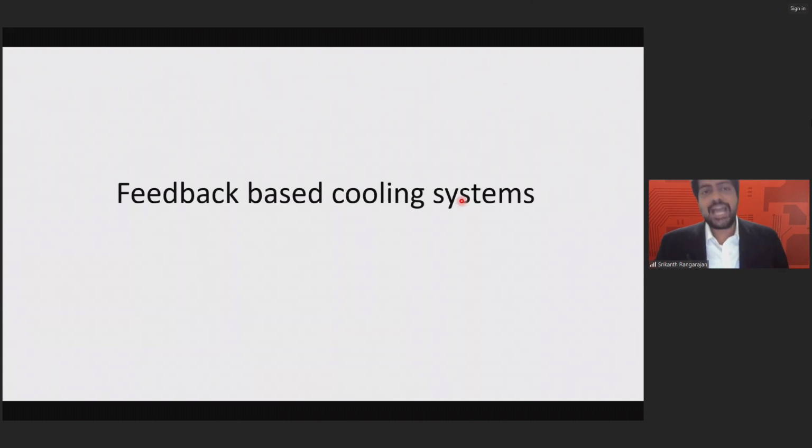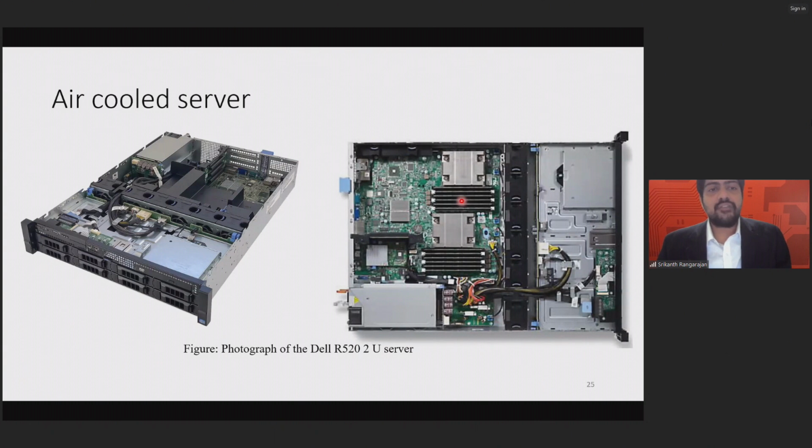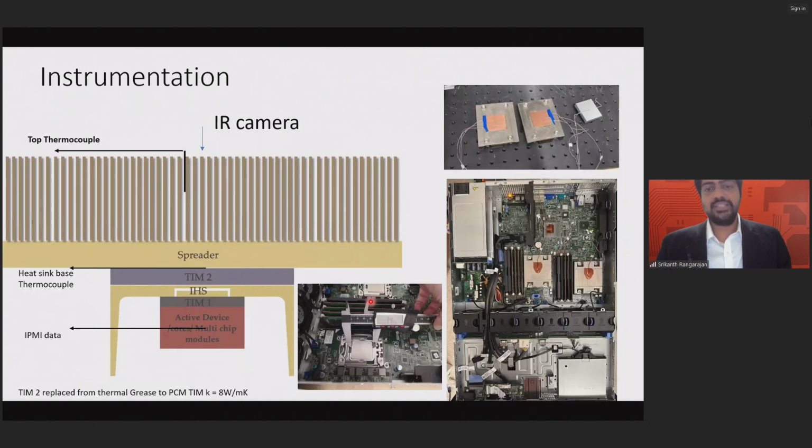And now, though air cooling seems to have reached its limit, we have done some studies in our lab for feedback-based cooling systems. So for an air-cooled server, we have taken a Dell R520 server, which is a 2U server. We have these two heat sinks sitting on top of the CPUs, and these CPUs are cooled by fans. This is exactly what happens in a server, where the heat sinks sit right next to the fans, and you have fans operating, blowing air onto these heat sinks to make sure that the operation is really reliable. And we did try to optimize this particular fan control algorithm itself.